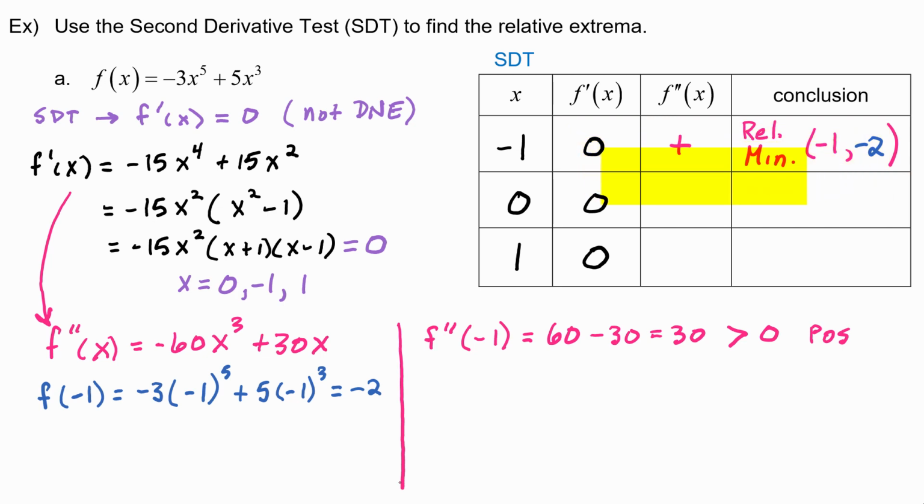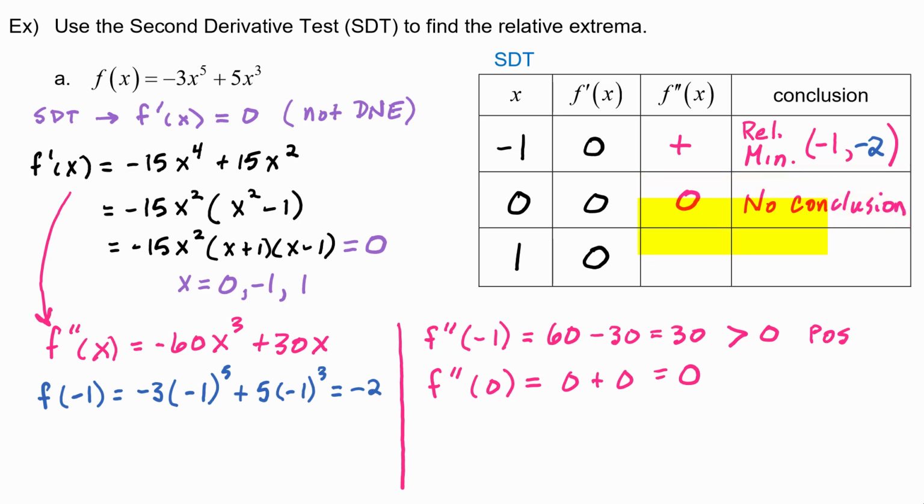If we look at f double prime of 0, which is the next value we need to check, we see that we would get 0 plus 0, which of course is 0, and 0 is neither positive nor negative. So that means no conclusion is possible here from the second derivative test.